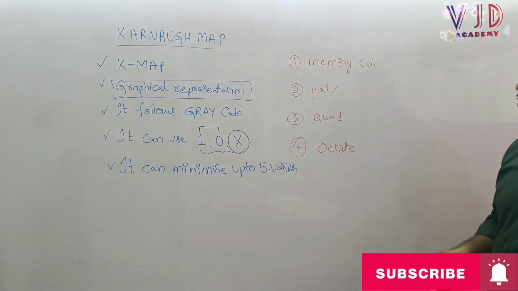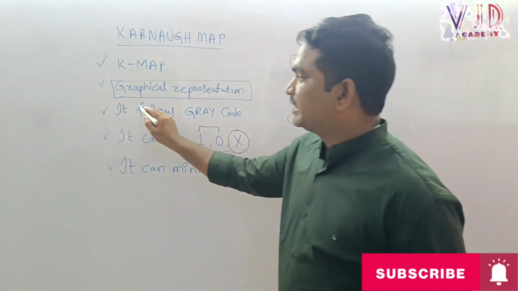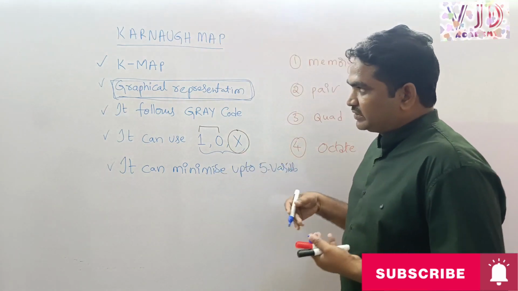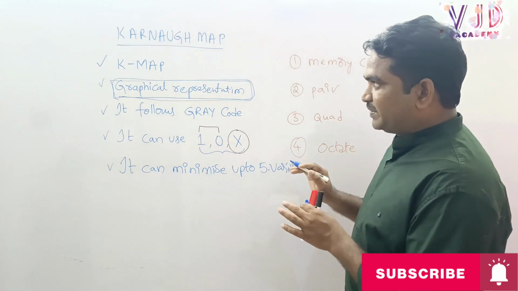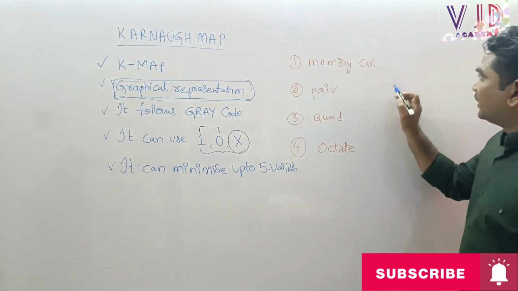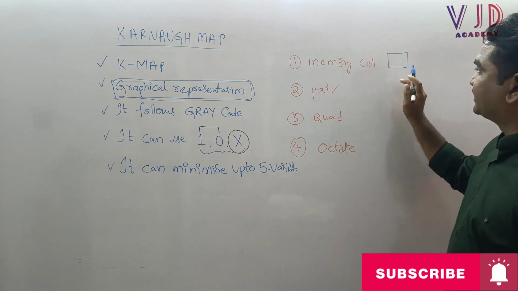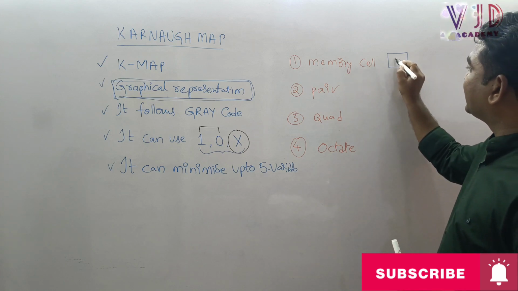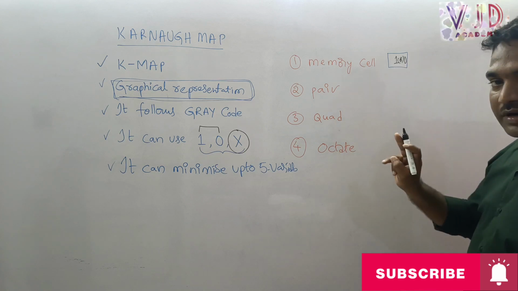I told you Karnaugh map is a graphical representation method, so based upon this graphical representation method, we can minimize all the digital logical expressions. Basically, this is a square box. I can call it a memory cell, which is used to store one bit, either 1 or 0. It can store any one of the bits.